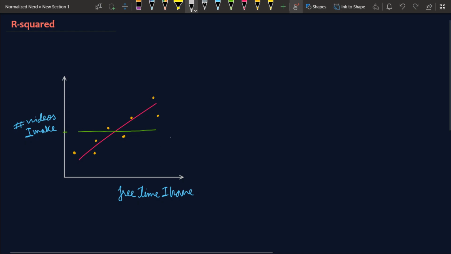Here you can see that I have a fake data set. Along the x-axis I have plotted the free time I have per month, and along the y-axis I have plotted the number of videos I have made in that month. So these yellow points are actually my data set, and by looking at this data set you can say that there is a positive correlation between these two variables. If this is our independent variable and this is our dependent variable, then our model will predict this as the output variable. All right, and this will be our feature.